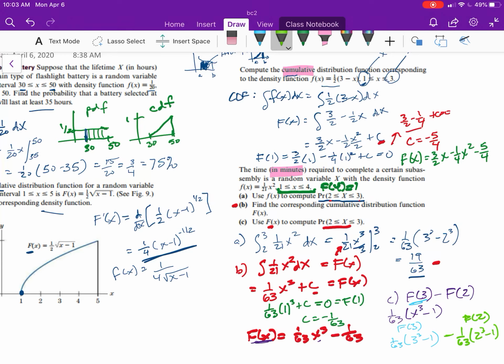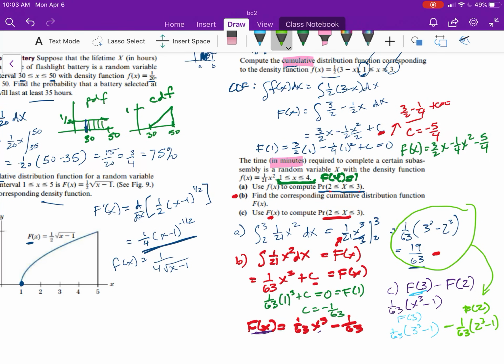You could kind of see it, like, look at this result here from A. That's really what we just did, right? I mean, we'll wrap it up, but you'll notice we're going to get the same result. So 8 minus 1 is 7, so minus 7 over 63. And over here we have 27 minus 1, so that's 26 over 63, which gives us 19 over 63, and it is the same.